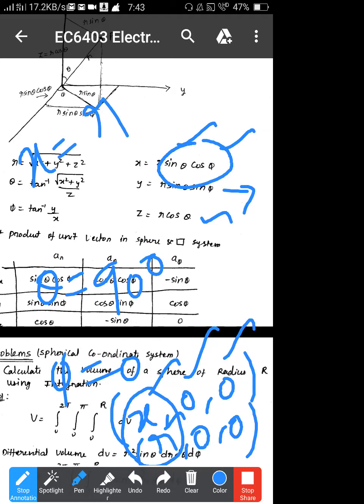Please remember always your value depends on theta and phi. You have chosen some point. For that point, what is the theta and what is the phi? That is the idea. So like this, you can simply remember this formula.